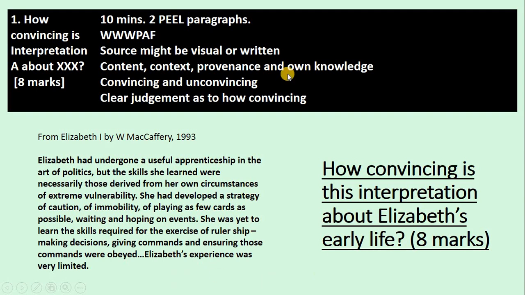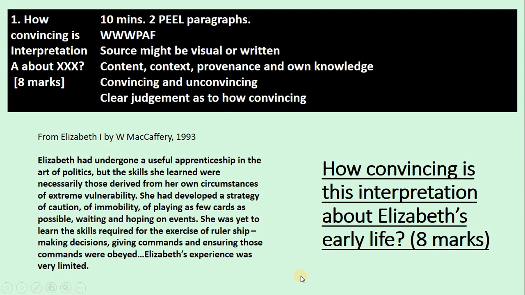What can you bring in terms of your own knowledge that could expose an aspect of the interpretation that you think isn't necessarily wrong? Maybe it is, or maybe you just think they haven't put enough emphasis on this aspect of, in this case, in this question, her early life, Elizabeth's early life. But maybe the historian hasn't considered a certain part of her life and how influential it was. They haven't taken into account this. So that's something else that you can talk about in terms of unconvincing.